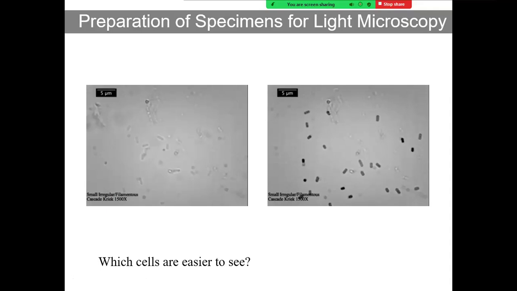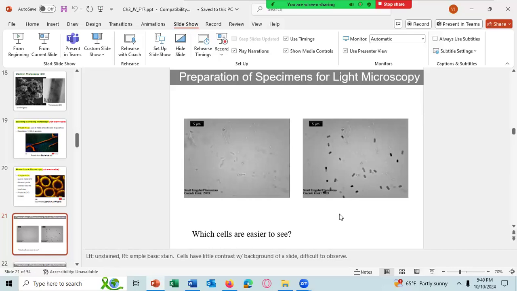Yes. The only difference between these cells and these cells is these cells have been stained. That's the only difference, and that makes the cells much easier to view. Staining, all it does is increase the contrast between the specimen, shown here, and the background, shown there. And that's all staining does, increasing the contrast between the cell and the background of the slide.